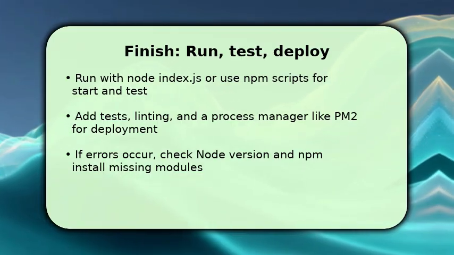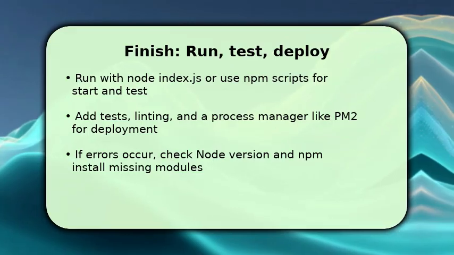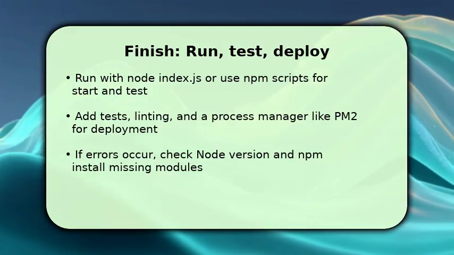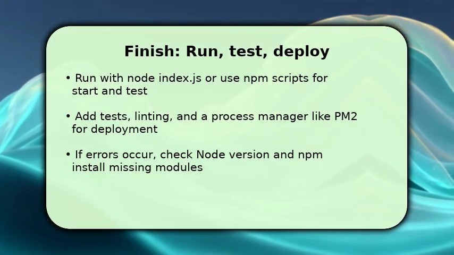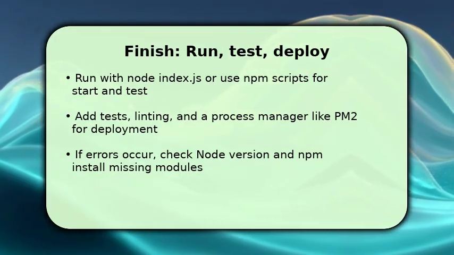For production, build if needed and use a process manager such as PM2 or a container to keep the app alive. Once done, make sure logs are captured and environment variables match production values.